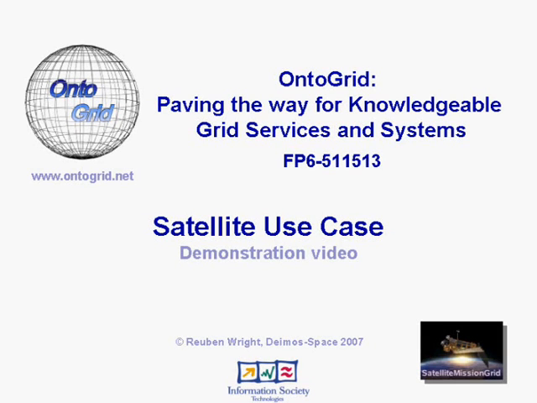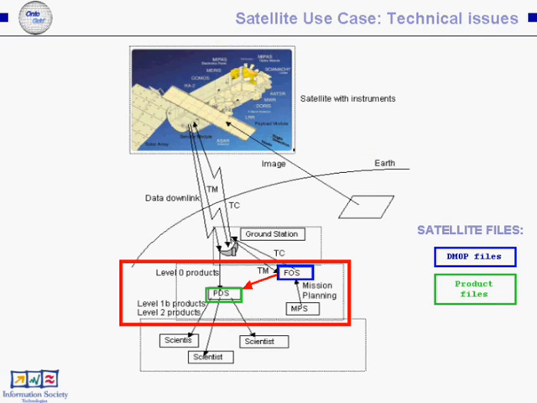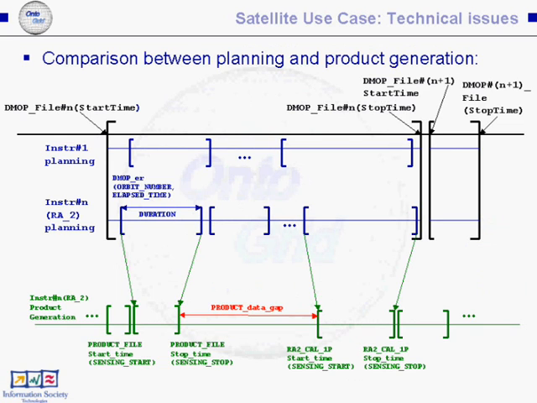Welcome to a demonstration of the satellite mission use case of the OntoGrid project. We're considering plans generated by the ground segment and products generated by the satellite. On top here we see the plan files and below the product files. Any discrepancy between these indicates some problem with the operation of the satellite.